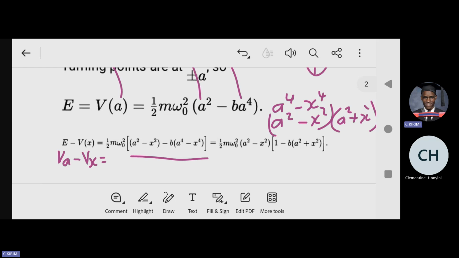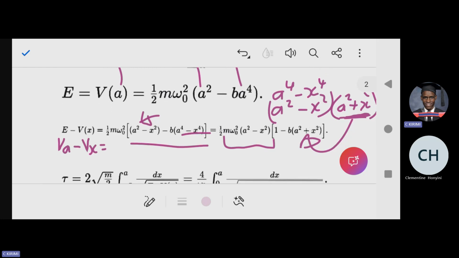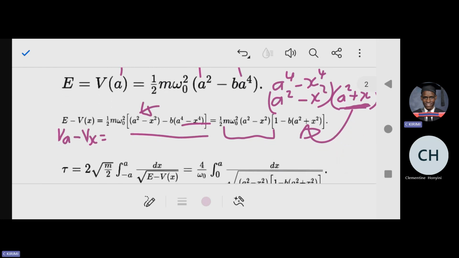So you can see that A squared minus X squared is a common factor. It appears on the first term and on the second term, so you factor it out. What is left is A squared plus X squared. So it was factorization, your knowledge of difference of squares.